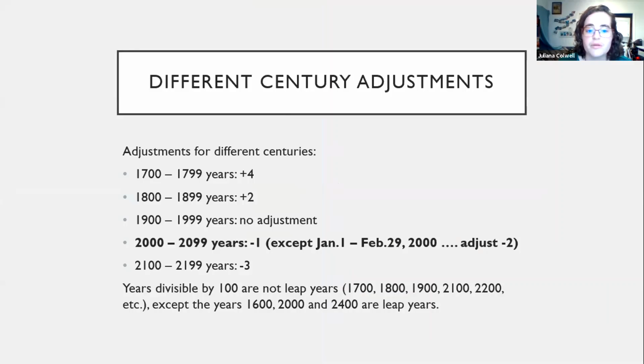Something to be aware of if you're interested in taking this a step further is that there are ways to be able to figure out centuries and to calculate this into the calculation. So because it was everything stemming from January 1st, 1900, there's no adjustment for the 1900s, but for 2000 to 2099 it is -1. You don't need to know that, but just in case you want to learn this further, it's helpful to know.